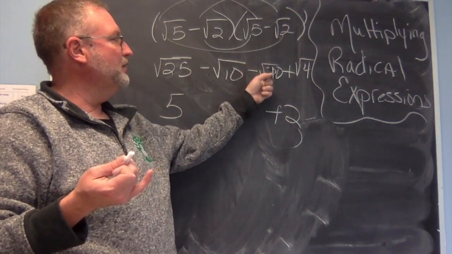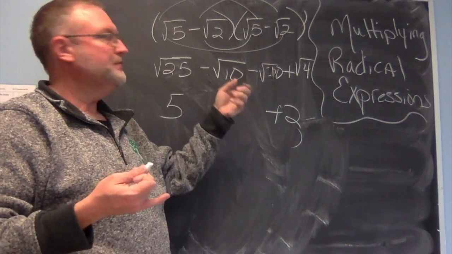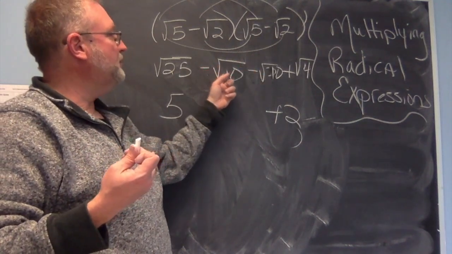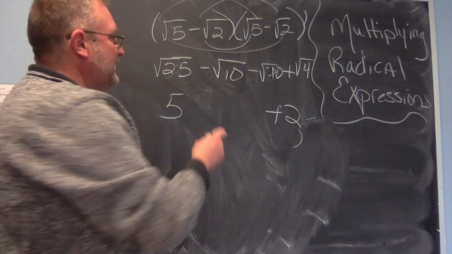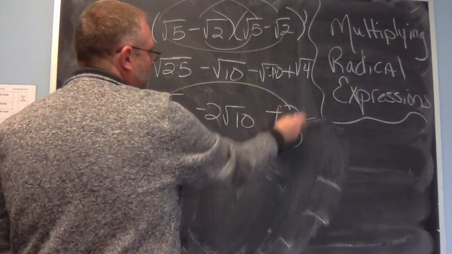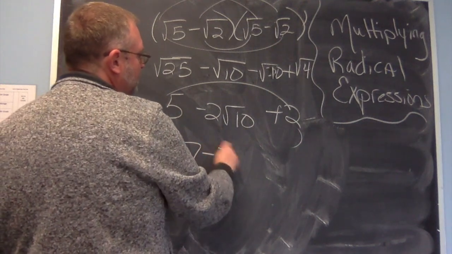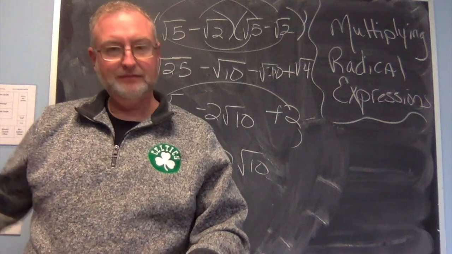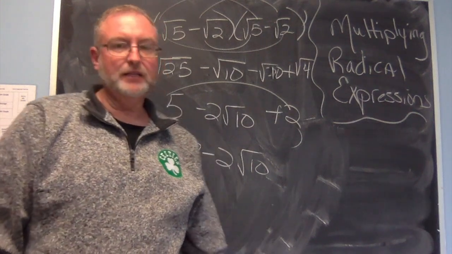Negative 4 and a negative 4, you'd have negative 8 square root of 10. So there really is a number there. It's 1. So negative 1 square root of 10 and negative 1 square root of 10 is negative 2 square root of 10. 5 plus 2 is 7, minus 2 square root of 10. Let me make sure that's right. Yes. All right, so 7 minus 2 square root of 10.